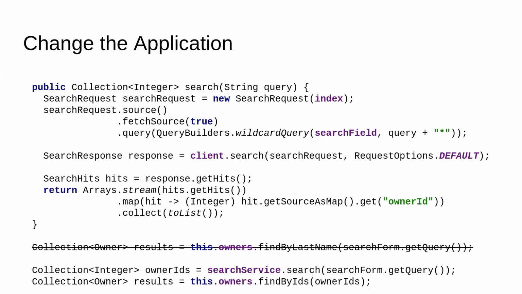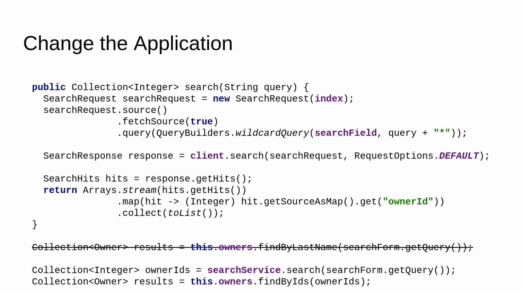There's a new method, search, which just uses the Elasticsearch client to search for a given query. It uses a wildcard query. And then there is a simple change where we replace the previous call to search, which was just a search by regular expression, with a call to our service, which loads the IDs of the owners, and then loads the full records from the database itself.